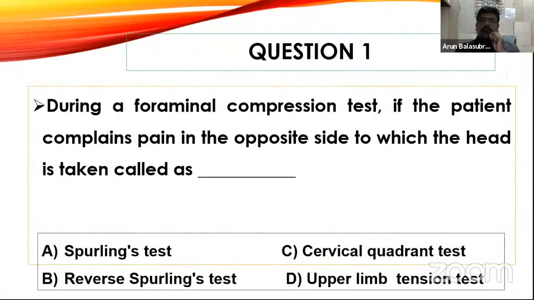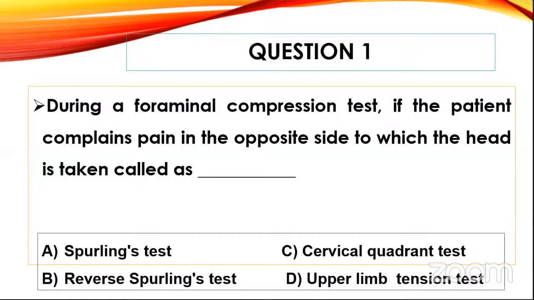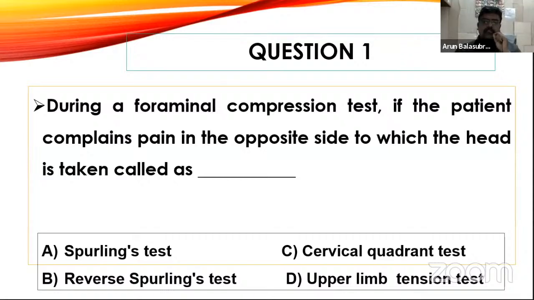Right, so here is your first question. During a foraminal compression test, if the patient complains of pain in the opposite direction, what is this called? Is it a Spurling test, a cervical distraction test, reverse Spurling test, or upper limb tension test?